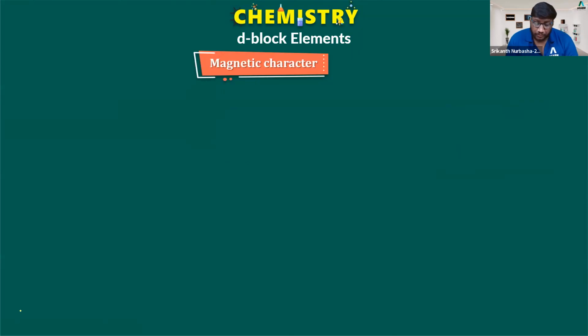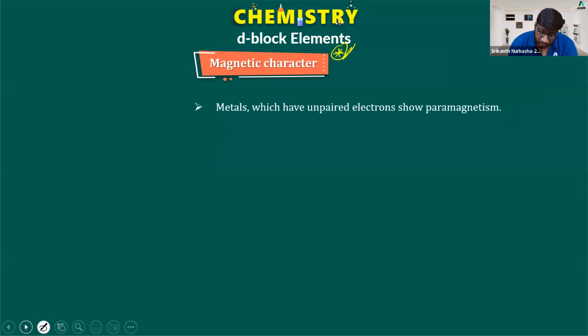Magnetic character. The next property is after metallic bonding, melting point, enthalpy of atomization, atomic radius, and exceptions in the electronic configuration. The next property you need to understand is magnetic character. Metals which have unpaired electrons show paramagnetism.